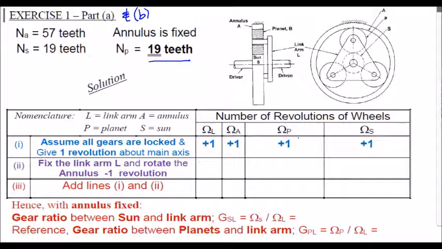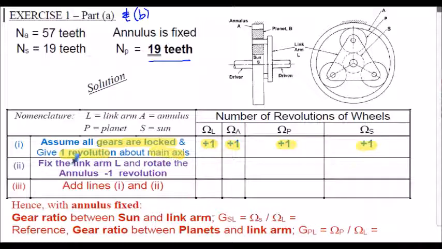Because we've got a fixed gear, we can apply the +1 technique across the board. The assumption made is that all the gears are locked, and we give one revolution about the main axis, so all the gears go +1. Next line. In this case, we know the annulus is fixed, so the annulus will get our -1 revolution, because it's got to be fixed overall. We've got a +1 in the first row, so -1 in the second row will cancel out to give 0 in the third row. It's what we want, it is fixed.